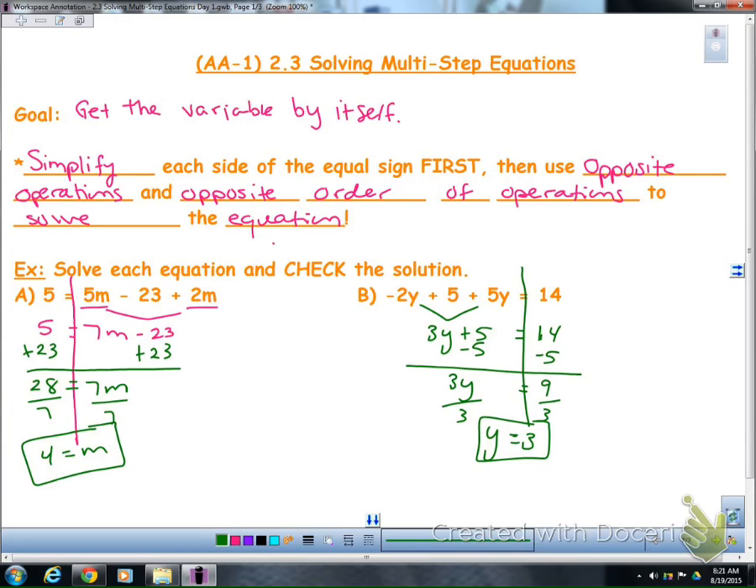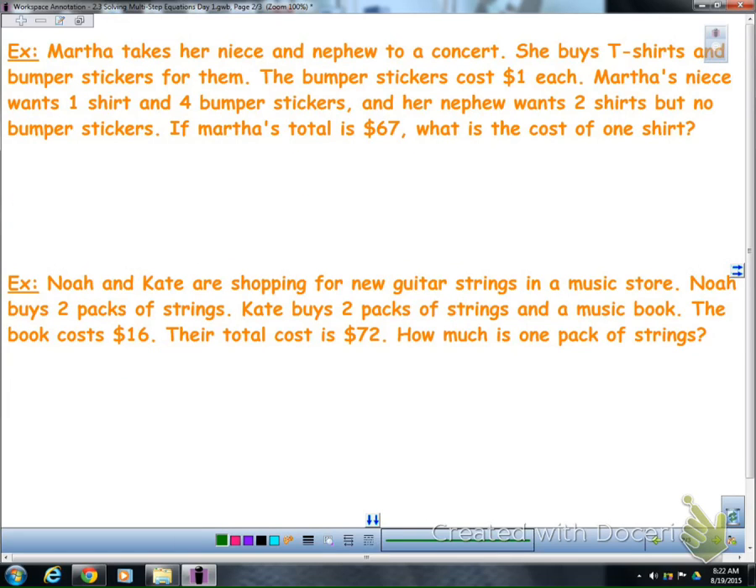Okay, if you look at example B, the first thing you had to do is combine your y's. Negative 2y plus 5y gives you 3y. And then you're left with a two-step equation which results in y equals 3. Alright, take a minute and pause the video and read the word problem and see if you all can come up with the equation to fit this scenario about Martha and her niece.